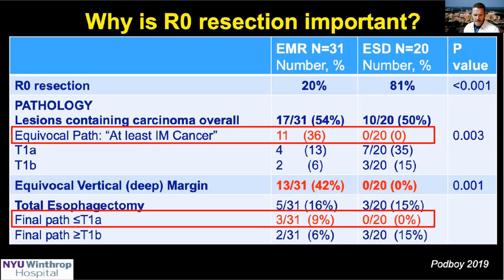And you look at the bottom half of that: the final pathology of those that went on to esophagectomy wound up being mucosal lesions in 3 of those. So that's 3 people who didn't need that esophagectomy, whereas in the ESD group, nobody went on to an esophagectomy they didn't need. That's a big deal when you're counseling patients, given the magnitude of that operation and the choice.